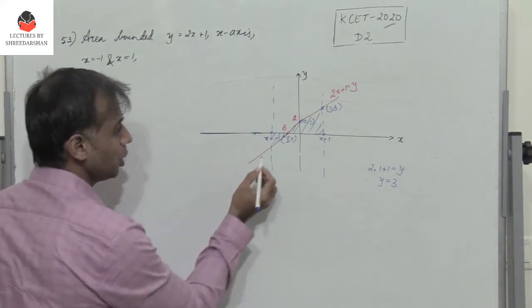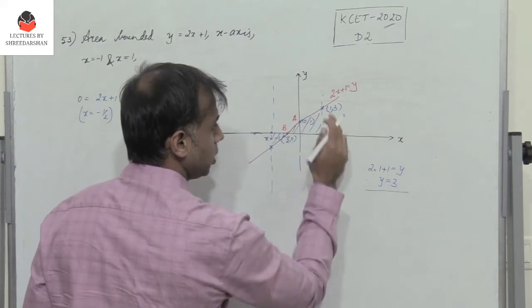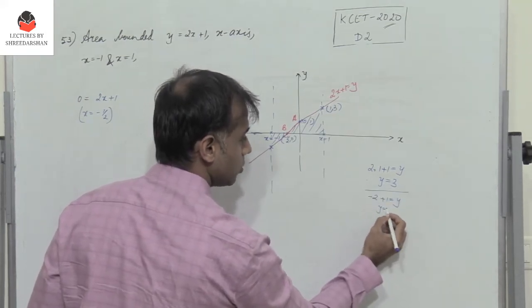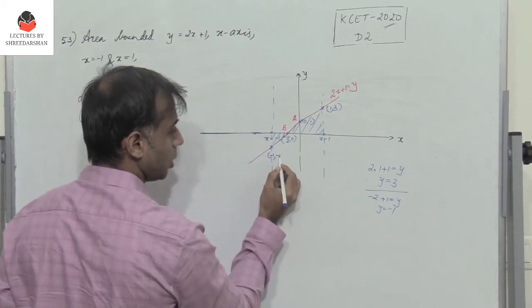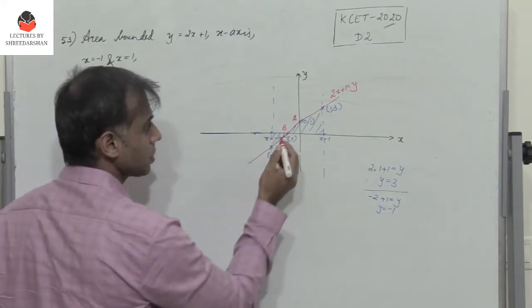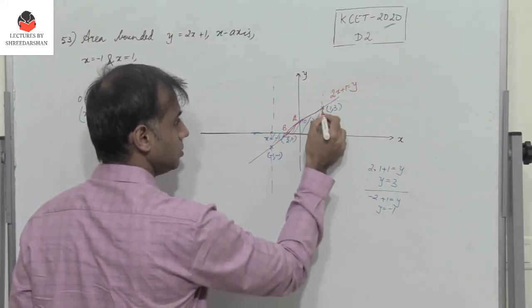And what about this point? This is a point where x equals minus 1. So if I put x equal to minus 1, I get minus 2 plus 1 equals y. So y equals minus 1. So for this point, x is minus 1, y also is minus 1. Right? So here I get 3 points. So this is nothing but a right angle triangle.